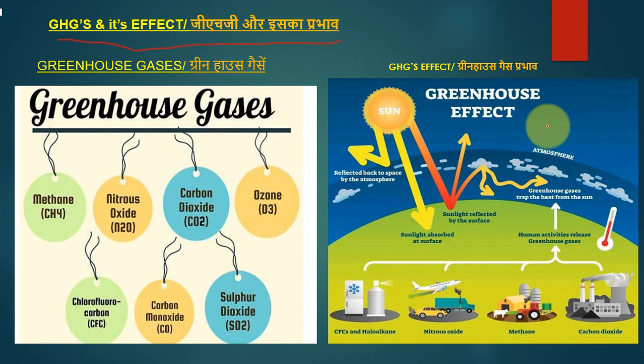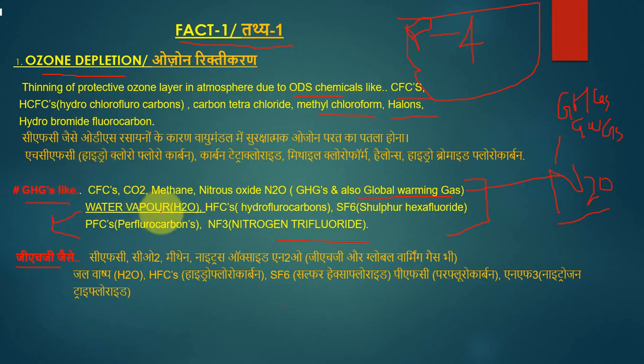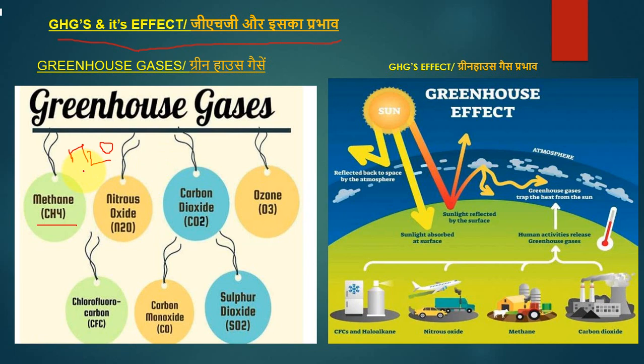So here is the greenhouse effect, and here are the greenhouse gases. A few things like methane, CH4, this is also a greenhouse gas, and here you can also mention H2O. This is also a greenhouse gas. Yes friend, here I mentioned water vapor, or H2O, a highly potent greenhouse gas. Nitrous oxide, already mentioned, is a greenhouse gas and also a global warming gas. Carbon dioxide, ozone O3, chlorofluorocarbon, CF6, carbon monoxide, and sulfur dioxide.